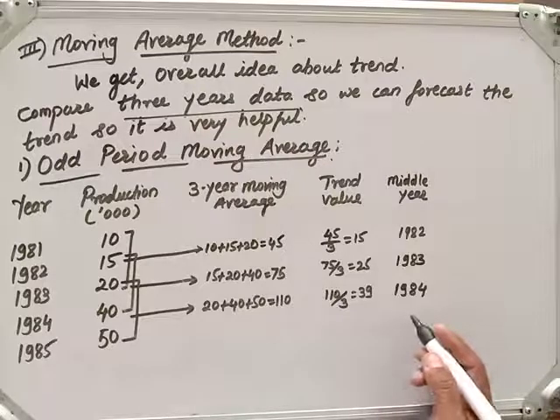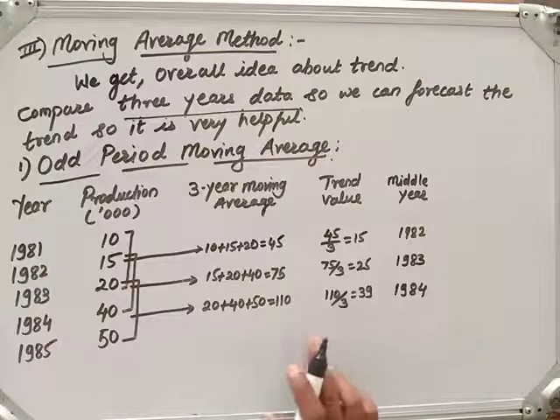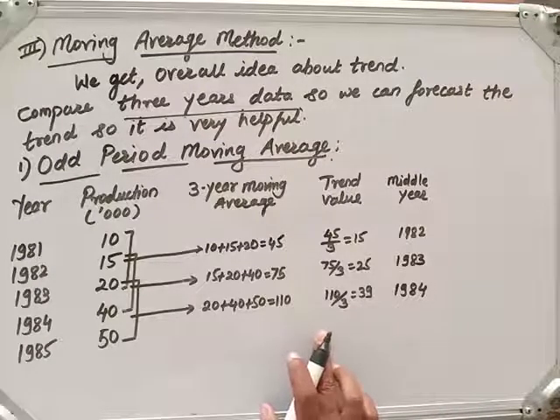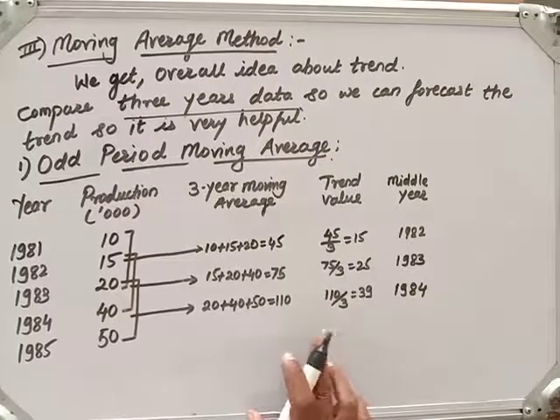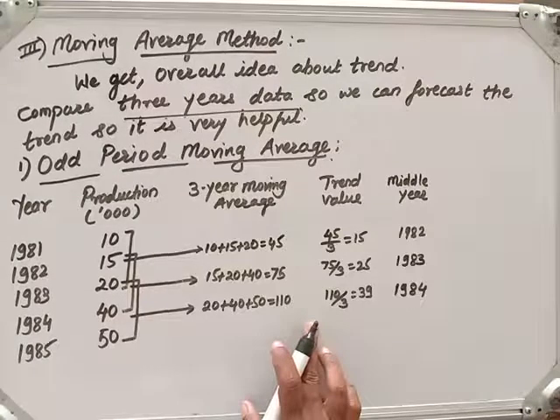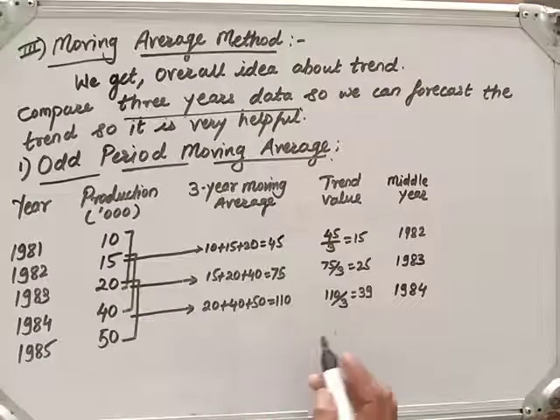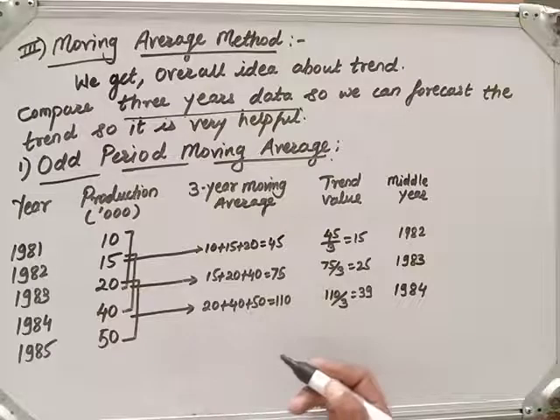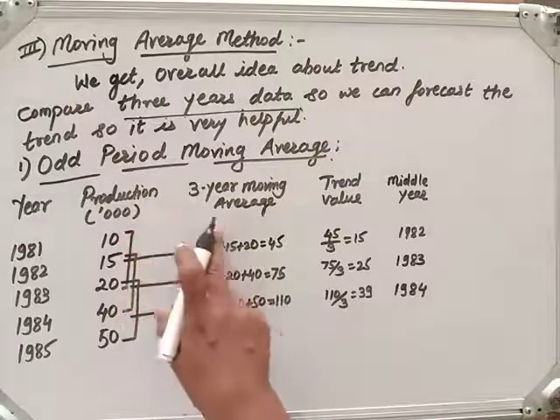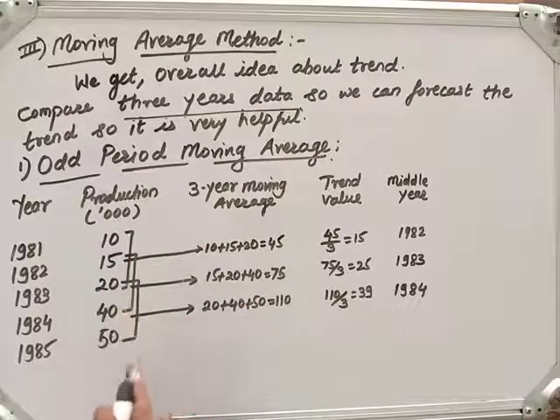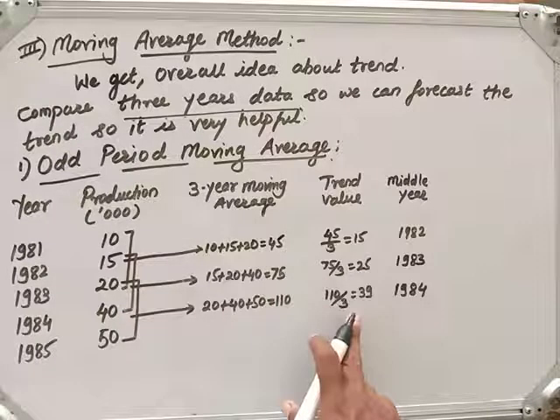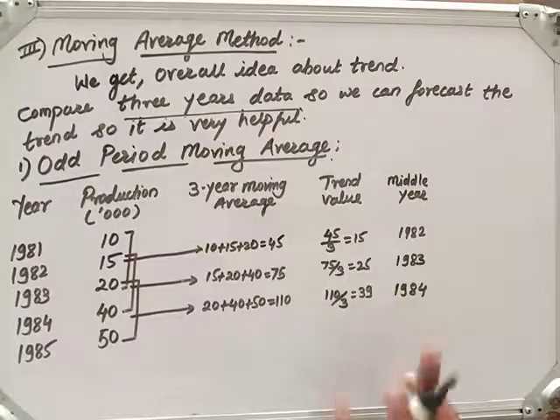Now simply you have to draw a graph of this and then get a trend line. I'll give that part as homework to you. You can easily plot a graph for this like the previous two methods, which I have already shown you. So this is the 3-year moving average: we take 3 continuous years, find the trend values and the middle year, plot a graph and obtain a trend line for it.